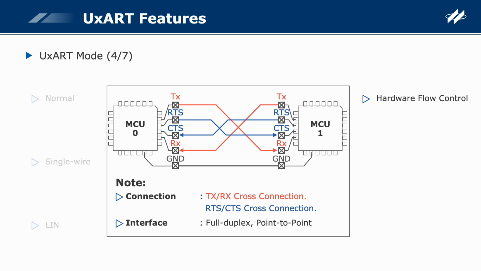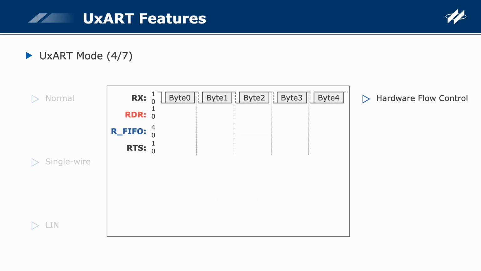Next is the hardware flow control mode. As the UxART cannot determine the status of other devices, packet loss may occur in certain circumstances where the processing priority of the current device is higher. This mode uses RTS and CTS pins to achieve the hardware flow control.